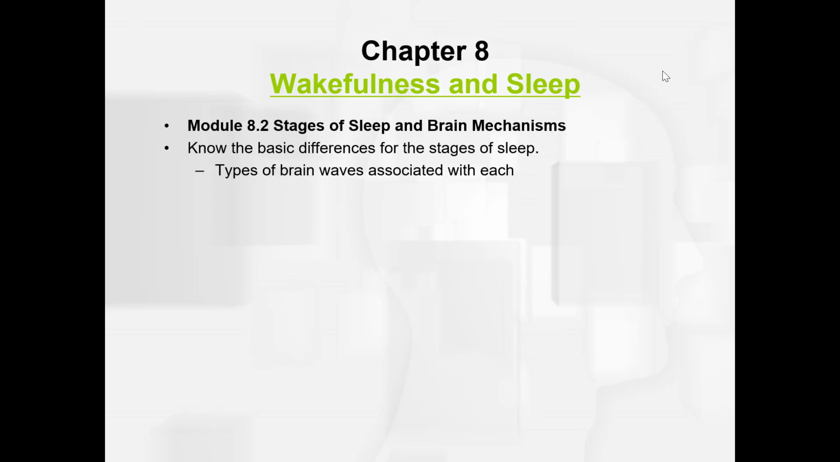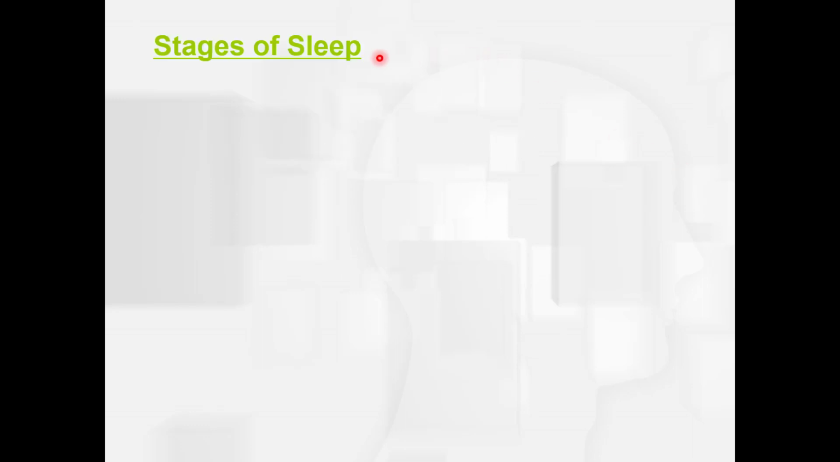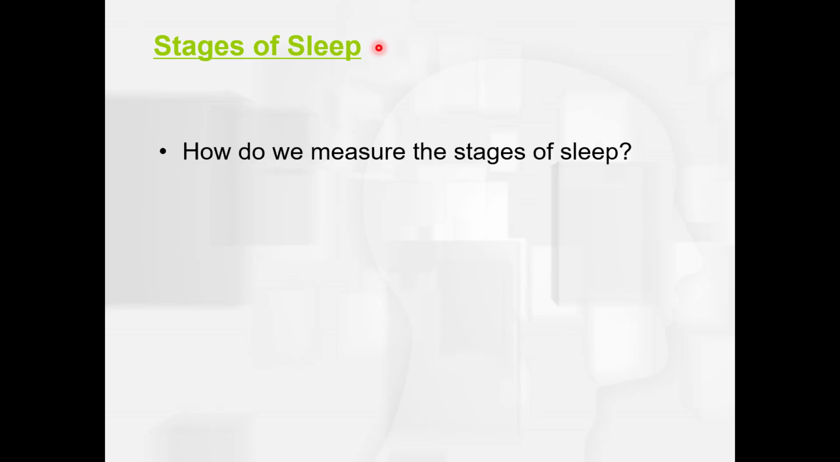So now we're going to talk about the different stages of sleep and the different types of brain waves that are associated with each one of those. So here at the top of this slide, there is a video that I typically show when I do this in a face-to-face class. But just to keep this video a little bit shorter, you can go back to the lecture notes that are posted on Canvas and watch that on your own if you'd like.